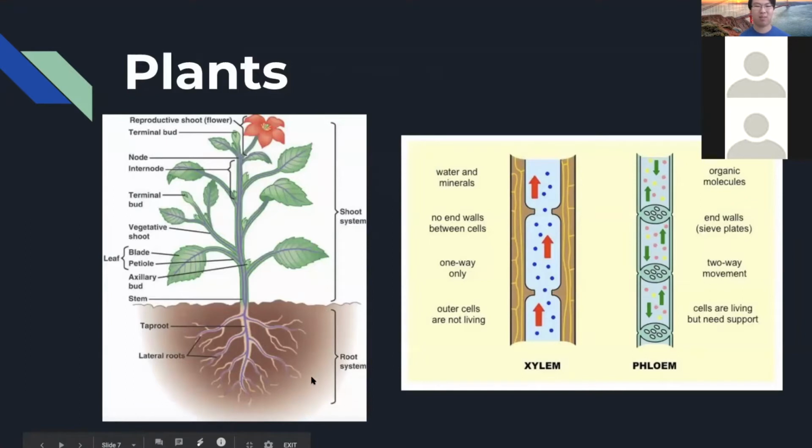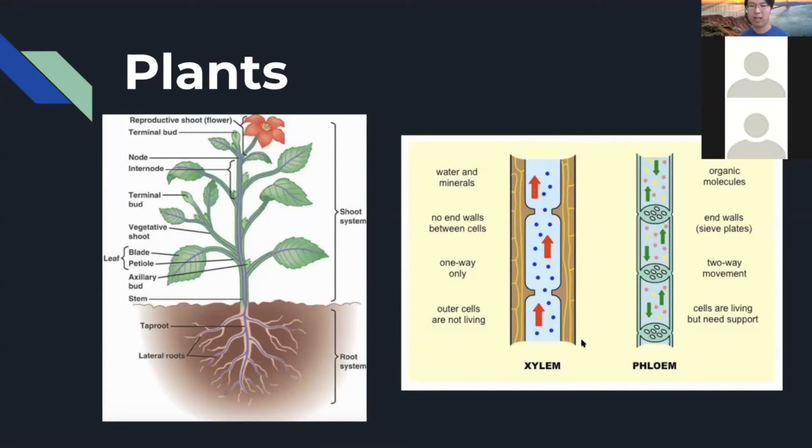The root system, which is below ground and has the roots, and the shoot system, which has most of the stuff that we normally see when we think about plants, right? Think of the stem, the flowers, the leaves. And there are also two important conduits here, the xylem and the phloem. So these are just things you'll need to remember.